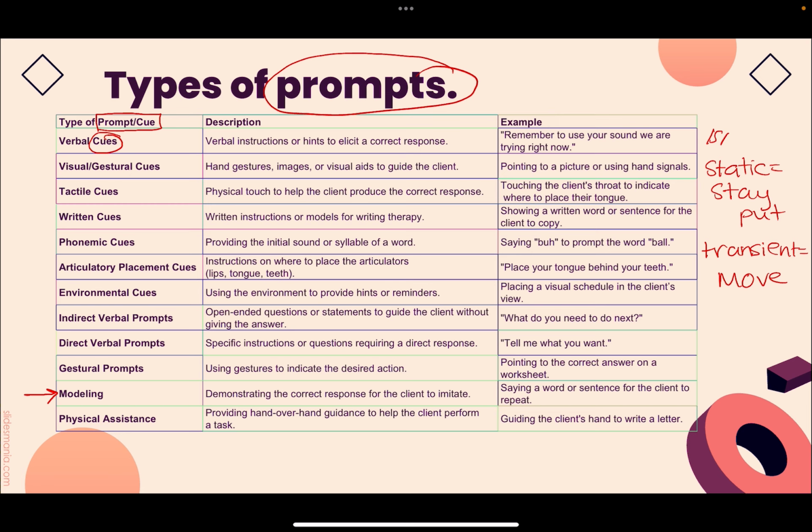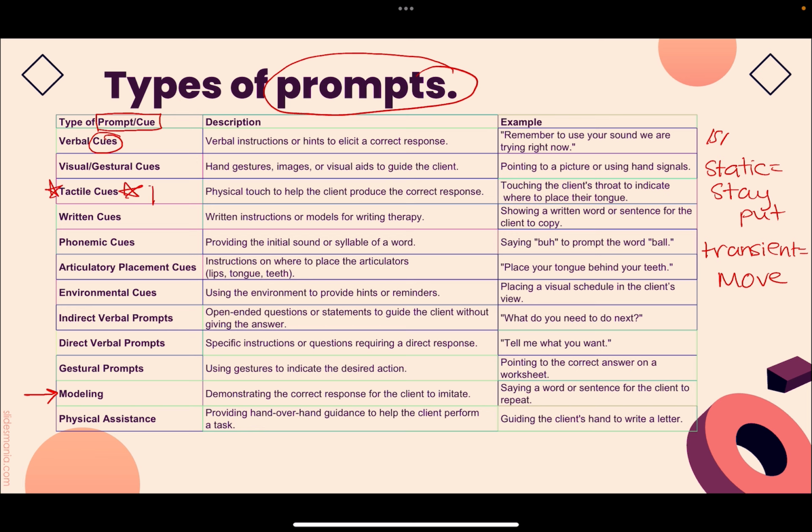Gestural cues, and here this is something that I got off the internet, these particular types of prompts. I wouldn't necessarily put gestural cues and visual together, but in this particular chart they did. So we have a hand gesture where you might be pointing to something or kind of guiding the client. That would be your gestural cues, but you're not actually touching them. That's different from your tactile cues where you're actually putting hands on the client. Please be cautious with this one.